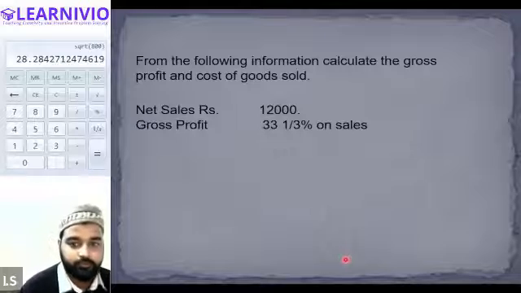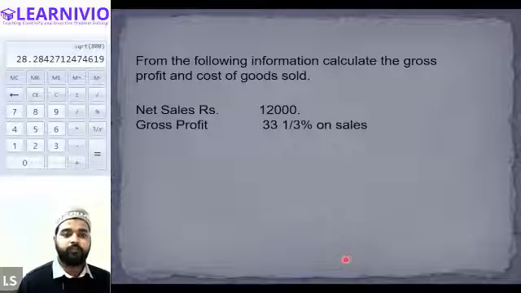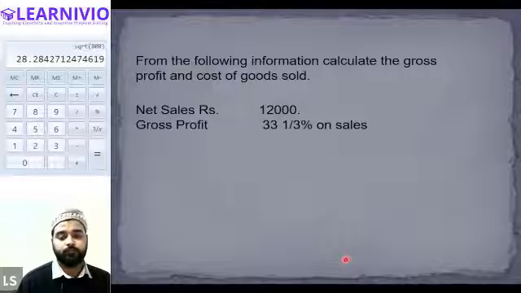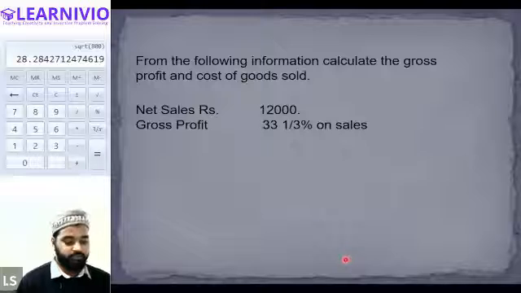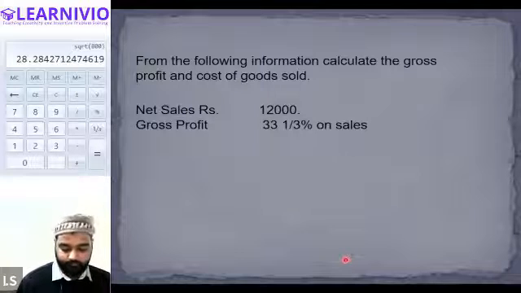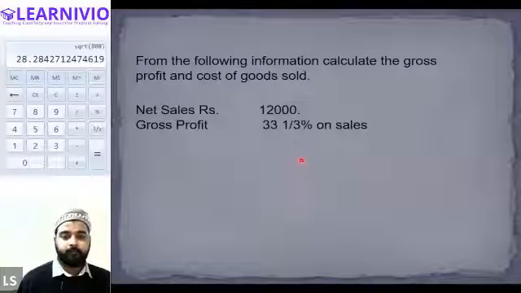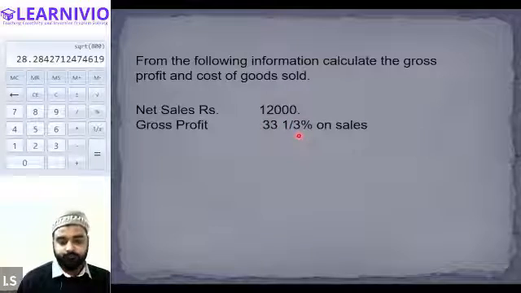Okay, so this is the question. From the following information, calculate the gross profit and the cost of goods sold. We need to find out the value of the gross profit and the cost of goods sold. Please try this question, guys. Gross profit is 33.33%.